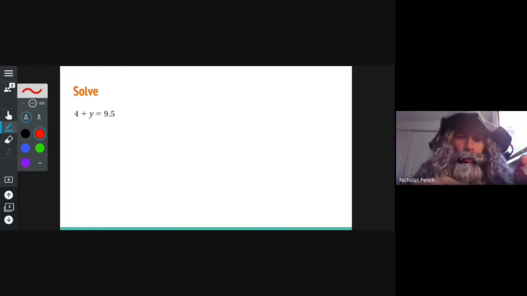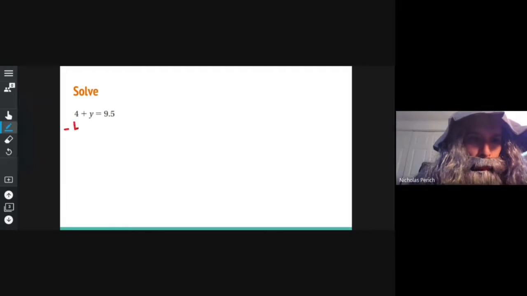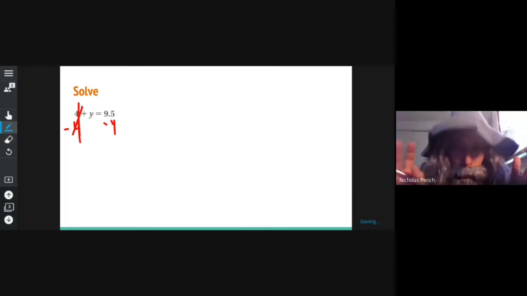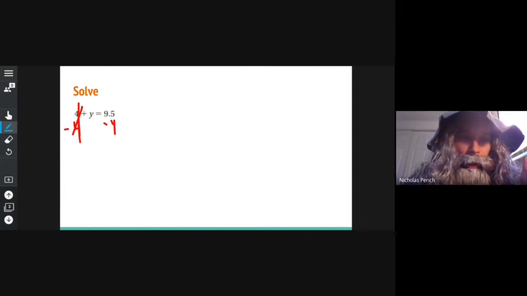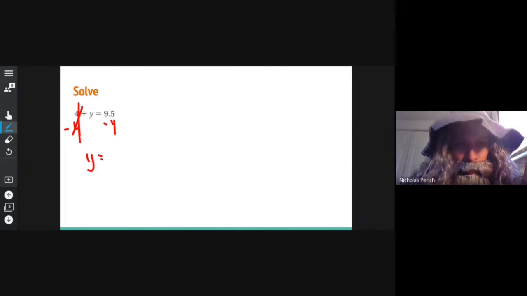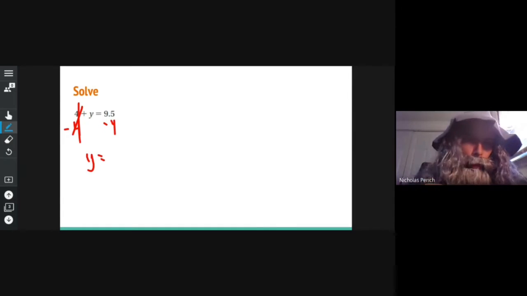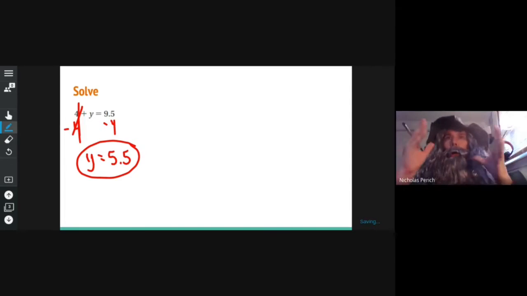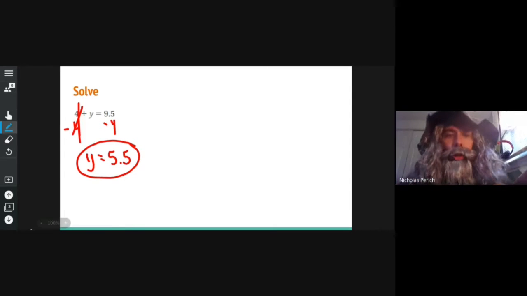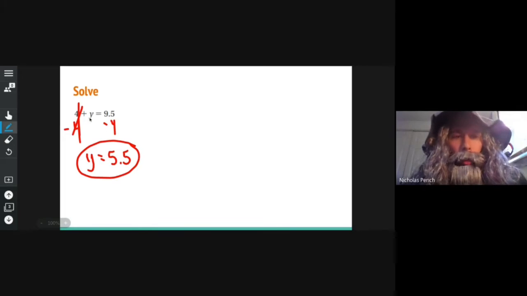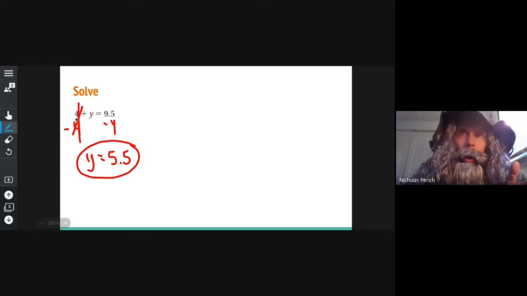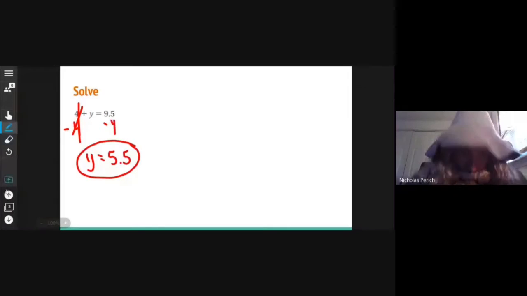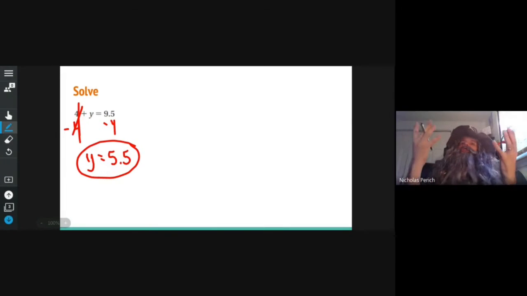And the way we're going to make 4 disappear is we're going to subtract 4 from both sides. Cross out the 4. And after I cross out the 4, I can bring down the y. And 9.5 minus 4, alakazam, is 5.5. 5 1/2. And I know this makes sense, because I could just take 5 1/2 and replace the y with that, and 4 plus 5 1/2 equals 9 1/2. It all makes sense.